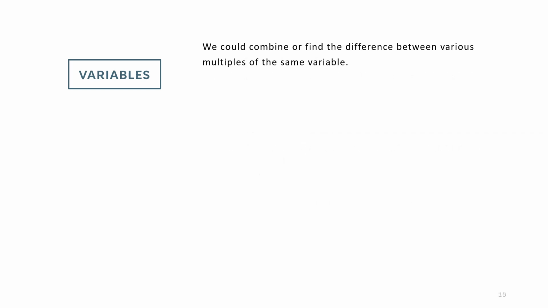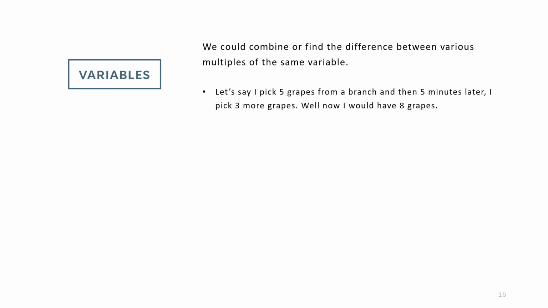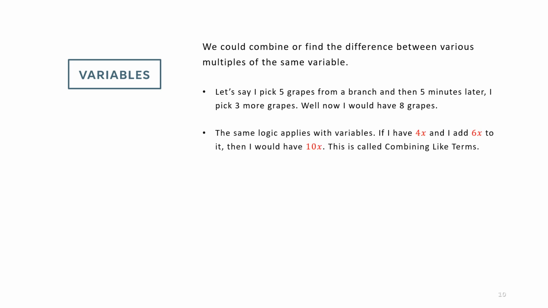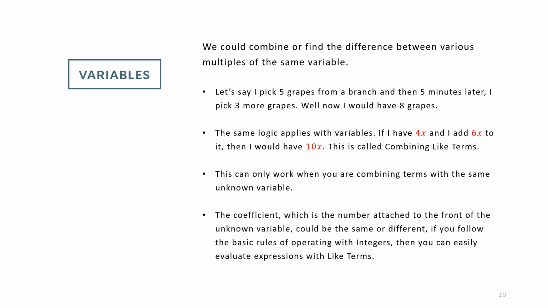We could combine or find the difference between various multiples of the same variable. Let's say I pick 5 grapes from a branch, and then 5 minutes later, I pick 3 more grapes. Well, now I would have 8 grapes. The same logic applies with variables. If I have 4x, and I add 6x to it, then I would have 10x. This is called combining like terms. This can only work when you are combining terms with the same unknown variable. The coefficient, which is the number attached to the front of the unknown variable, could be the same or different. As long as you follow the basic rules of operating with integers, then you can easily evaluate expressions with like terms.